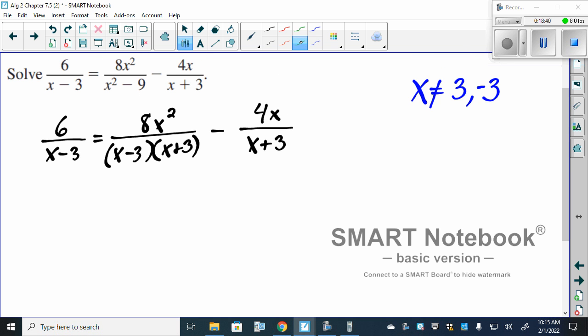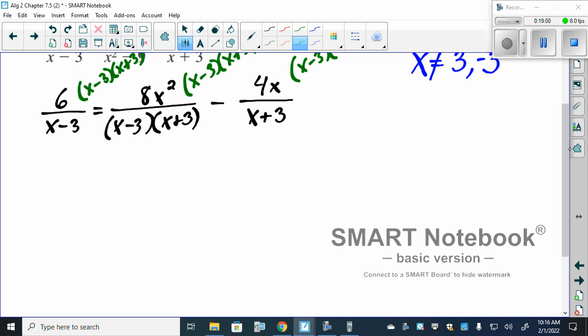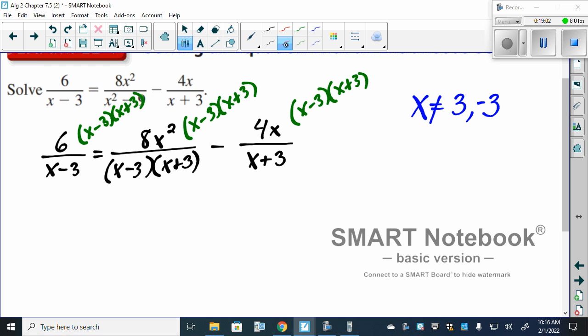Okay. Now that we have that, I think most of y'all have already started with the multiplication. Because we'd be multiplying each term by x minus 3 and x plus 3. And if we do this here, in the first one, the x minus 3 and x minus 3 would cancel. While the middle, both of them will cancel. And the last one, the x plus 3 and x plus 3 would cancel.